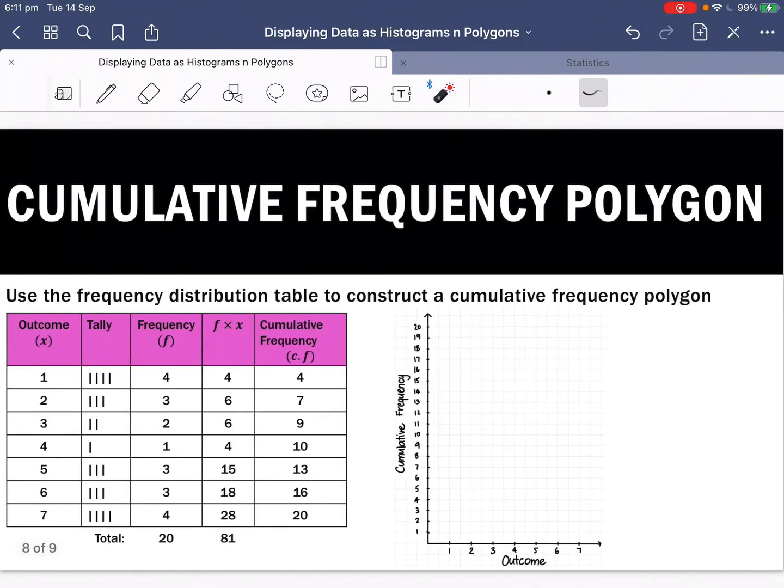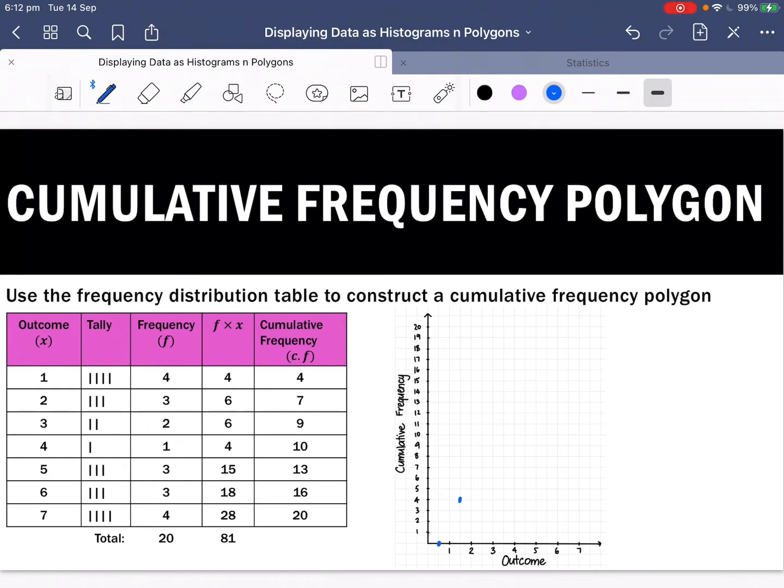Now we're going to use the frequency distribution table to construct a cumulative frequency polygon. With our cumulative frequency polygon this time, it's going to start where our column graph would start for our outcome of 1. Then it's going to go to the top corner, in line with the next gap, of our cumulative frequency. So it's going to go there for our 4.